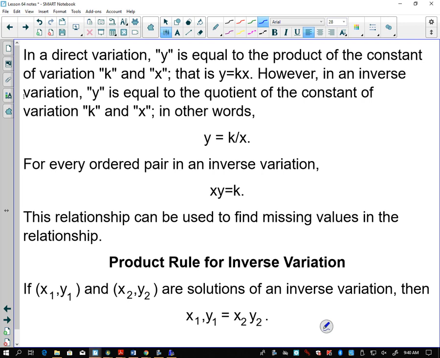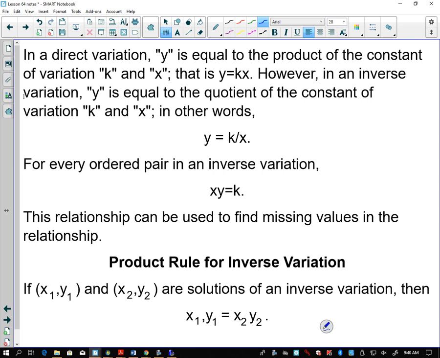For every ordered pair in an inverse variation, x times y is going to be equal to my constant. And this relationship can be used to find missing values in the relationship. So because we're talking about x and y values, we're talking about things that can be plotted on a graph or on a coordinate plane, right? If I know what my x and y are, I can make a little point in those positions, correct? And we can connect them with a line, or we can see a scatter plot and begin to look at what that relationship looks like. Does it look like it's going up, or does it look like it's coming down?